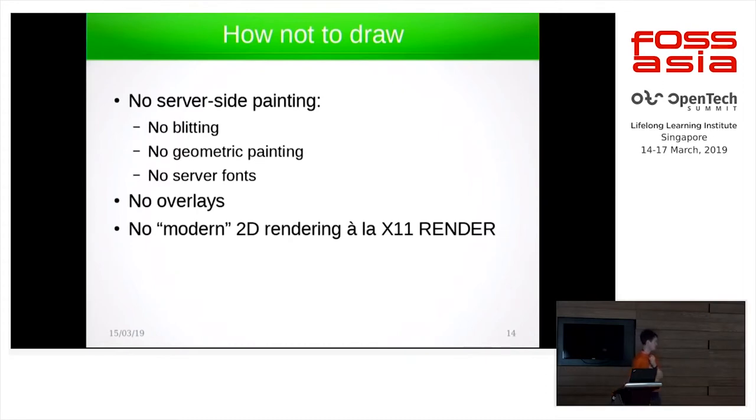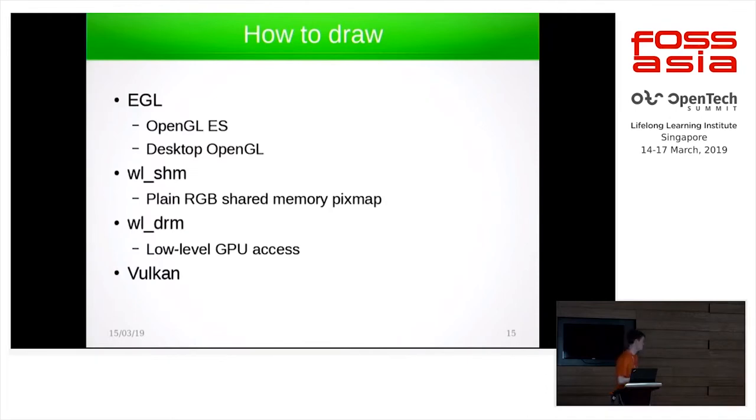A bit more bothering, maybe, is that there is no so-called modern 2D rendering API in Wayland, which would be similar to Render in X. Render is basically just drawing rectangles and putting them on top of each other and scaling them and rotating them. Or you can draw with Wayland. Well, you can use EGL, as I mentioned at the beginning. Originally, Wayland was meant to be used with the OpenGL ES subset. But by now, it's been, of course, extended to support desktop OpenGL as well. You can also use Vulkan if you want to do it the really modern way.